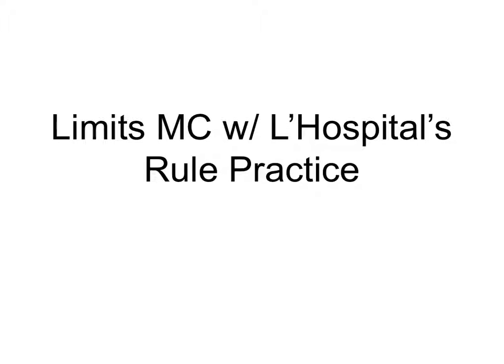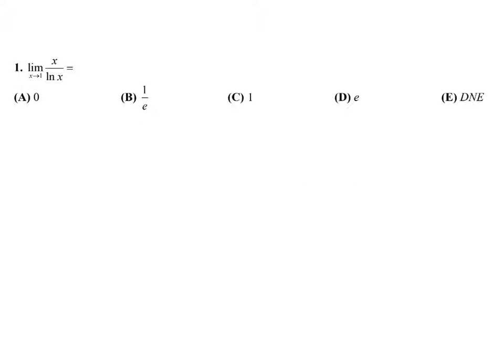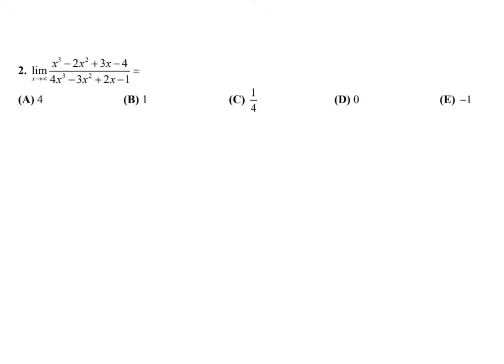In this video, we will be going over all of our extra practice problems with L'Hopital's rule. Okay, with number 1, if we go ahead and do our straight substitution, we will end up with 1 over the natural log of 1, and that's going to give us 1 over 0, which is going to imply that our limit does not exist.